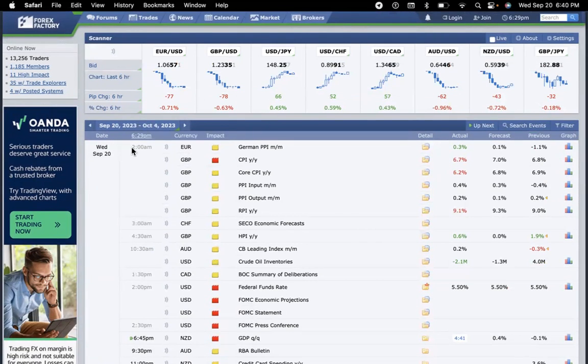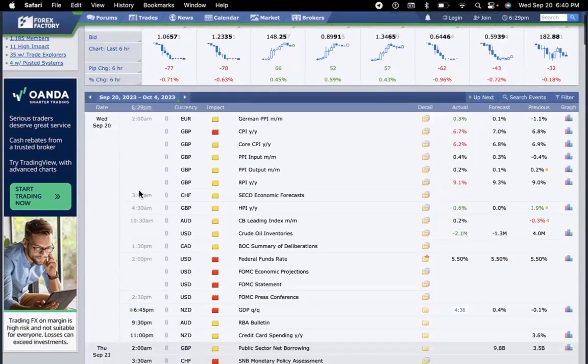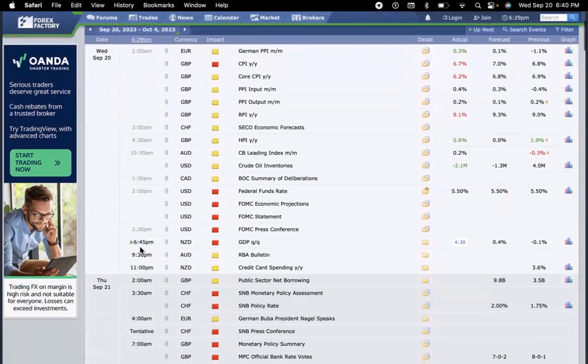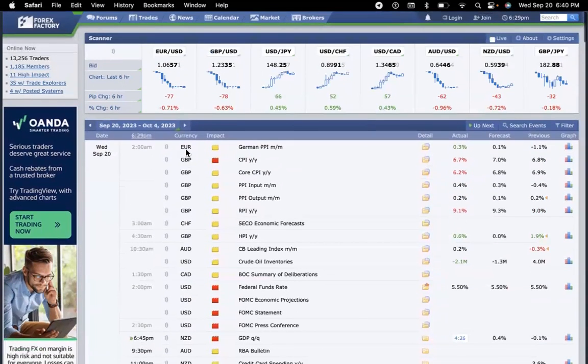So this page will tell you the date. It'll tell you the time that the news is coming out or has come out. And you'll notice that once that news has passed, it'll actually be gray, right? And then if it's still black, that means that the news has not come out yet. It'll tell you which currency the news is for, and it'll also tell you the impact of the folder, which is pretty amazing.